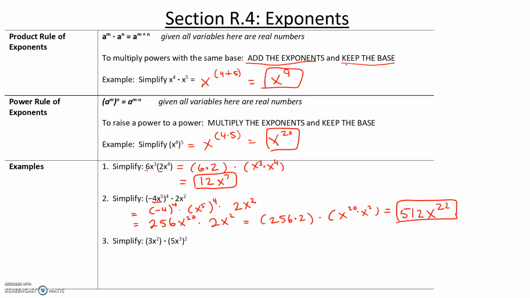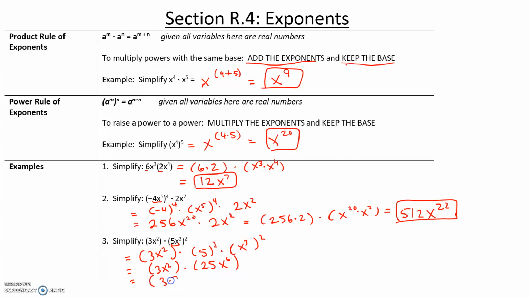Let's try one more. We have 3x squared times (5x cubed) to the second power. So the 3x squared stays the way it is. Because we have a whole expression raised to the second power, we have 5 squared times x cubed squared. Individually, we raise the 5 and the x cubed to the second power. Once again, the 3x squared stays the way it is. 5 squared is 25. X cubed to the second power is x to the sixth.